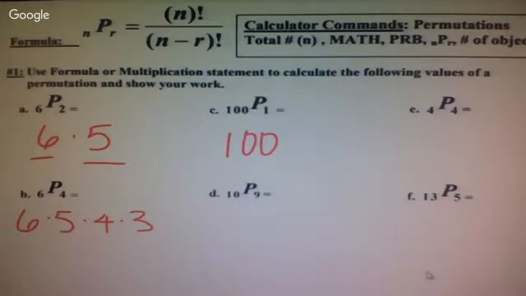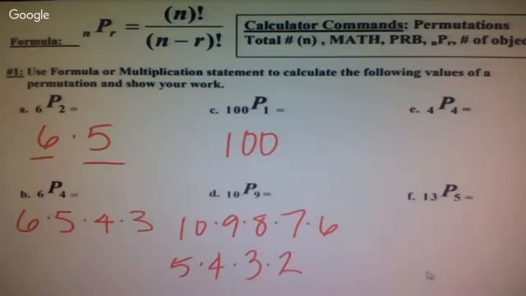10 permutate 9. Where do I stop? What number do I stop at? 2. 10, 9, 8, 7, 6, 5, 4, 3, and 2. I need 9 numbers.